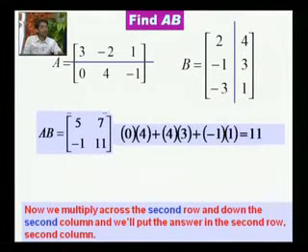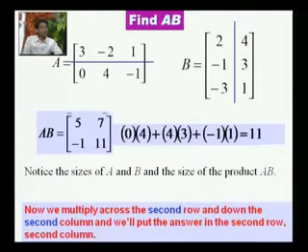So in this way we can multiply these two matrices A and B, and we just need to practice the multiplication of matrices, otherwise it's tough to remember the method of multiplication. And notice the size of A and B: here A is 2 by 3 and B is 3 by 2, and the matrix AB is 2 by 2.